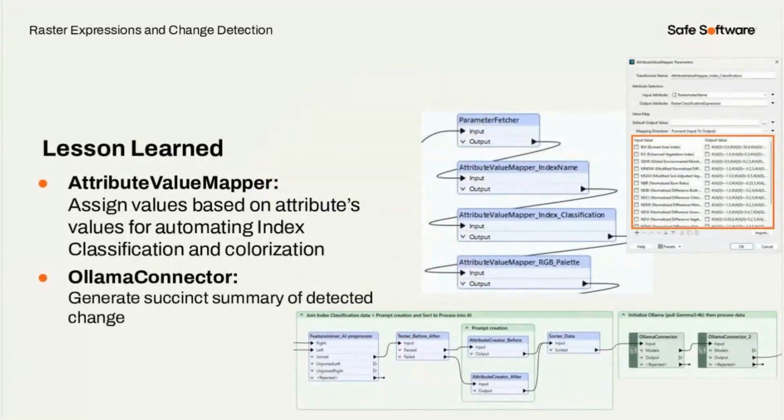So we were able to dynamically process the raster bands into various indexes, then classify those indexes and create an interactive environmental change report. Pairing attribute value mapper with parameter fetcher can be powerful and unlocks methods to automate index classification and colorization based on a single user's parameter and its value. Ollama connector can bridge the quantitative data with qualitative information that assists users with interpreting what the quantitative data was, thereby enhancing the environmental change report.